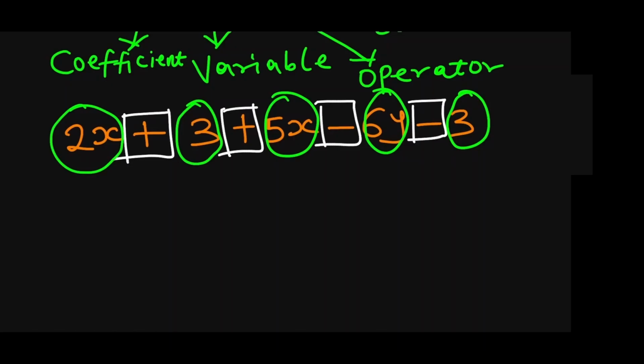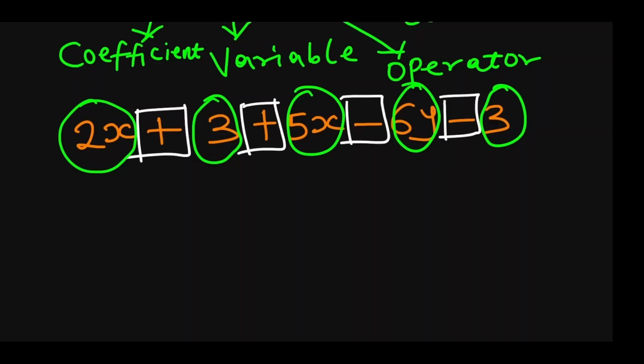If we had, say, equal to 7, then this 7 will also be a term. As I already said, the equal to sign also separates one term from another term. Now, when we say like terms and unlike terms, what do we mean?